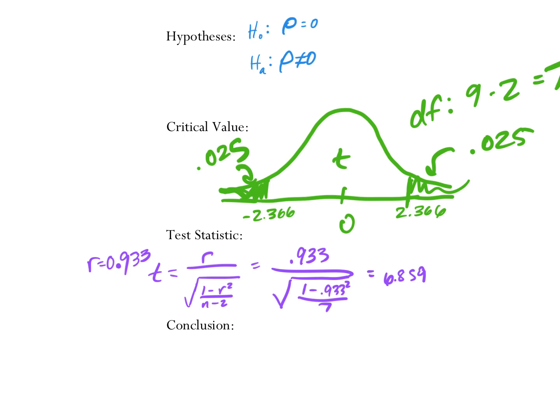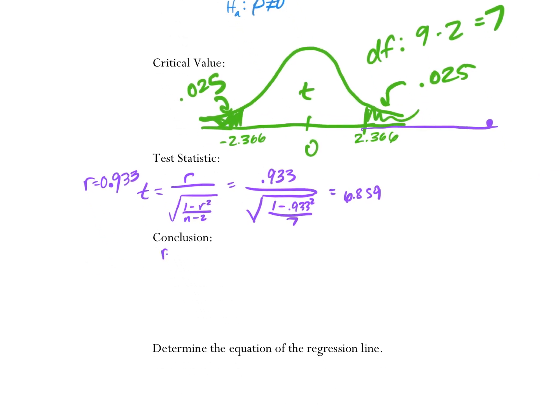Okay, you guys. Where is 6.859? It's like here. Everybody with me? Yeah. It would be way over here. Probably a little bit further, but I'm running out of room. You know what I'm saying? Okay. So is it in the rejection region? So what decision are we going to make? Reject the null. Sweet.